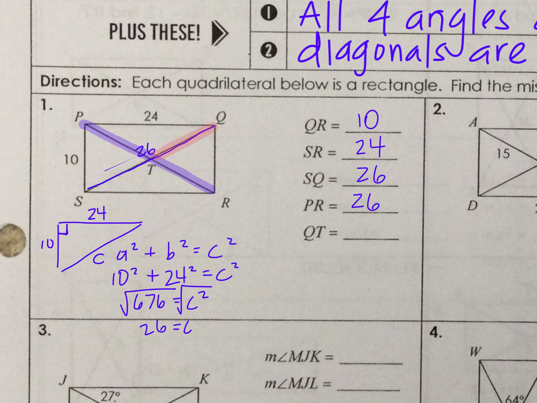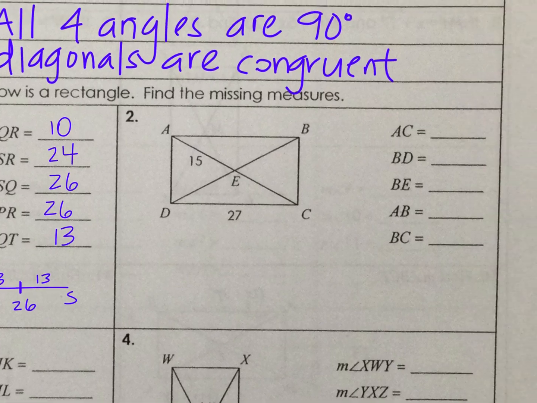Well, I know that that whole line, QS, is 26. So from Q to S, it's 26. I know that the diagonals cut that line in half. So part plus a part, 13 plus 13 makes 26. That makes QT 13. Let's look at number 2 now.